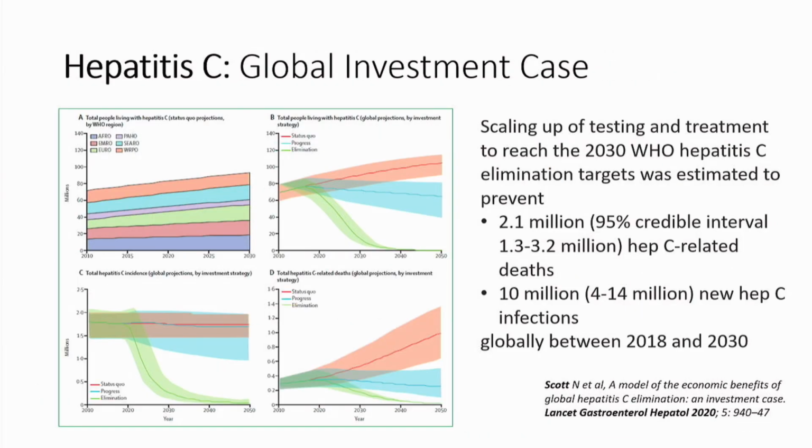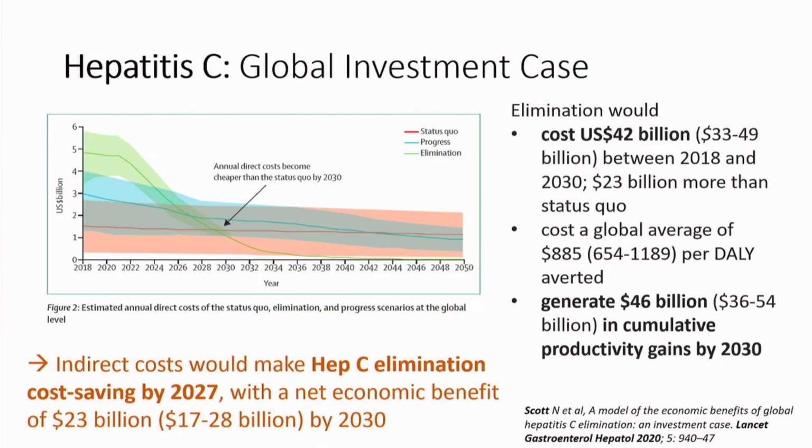My last couple slides before I wrap up are about global investment cases, firstly for hepatitis C. So this really looks at a great number of countries and makes the case for hepatitis C elimination through testing and treatment according to the 2030 WHO elimination targets that could, again, avert millions of deaths and 10 millions of infections globally between 2018 and 2030. And most importantly, and us economists, our greatest joy is when we see crossing over total cost lines into the future, because that suggests cost savings to us.